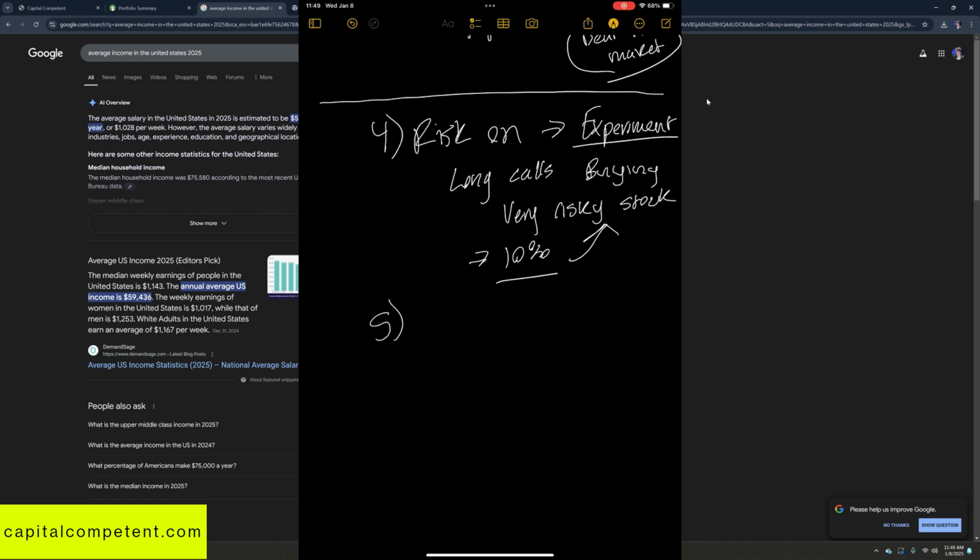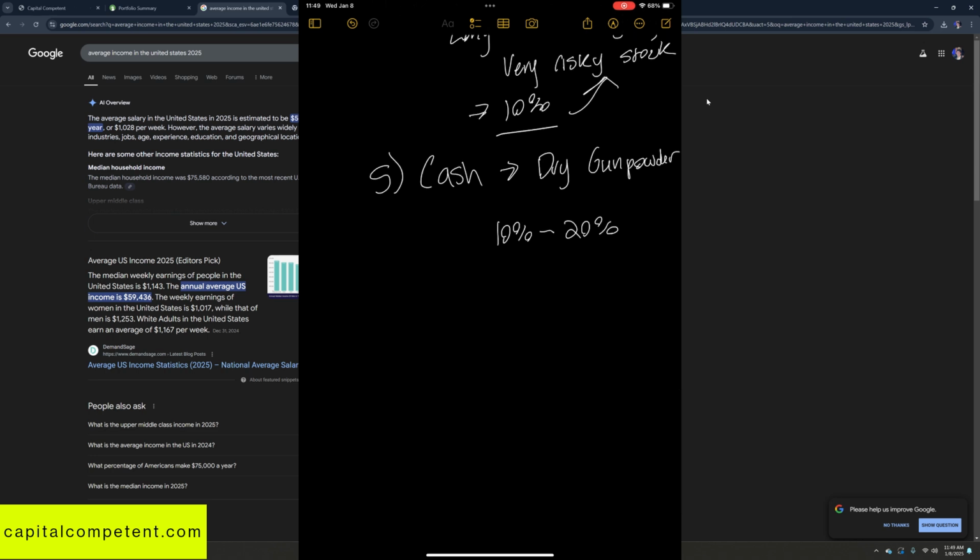Okay, last one is cash. Now, this is what I like to call dry gunpowder, right? Dry gunpowder. We want to have this about 10 to 20%, right? We're buying these companies, we're buying gold, we're buying these bonds, right? We're diversifying through assets. You do want to hold on to cash. You don't want to be never fully invested. Okay, you want to have dry gunpowder.